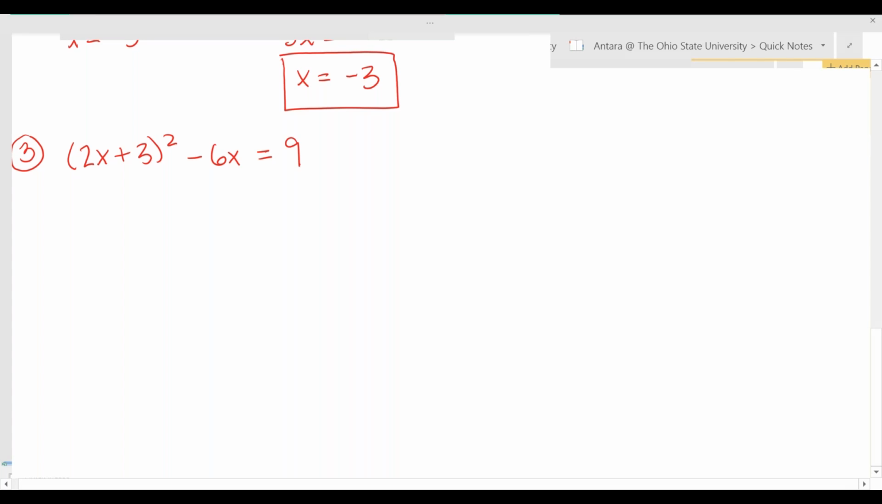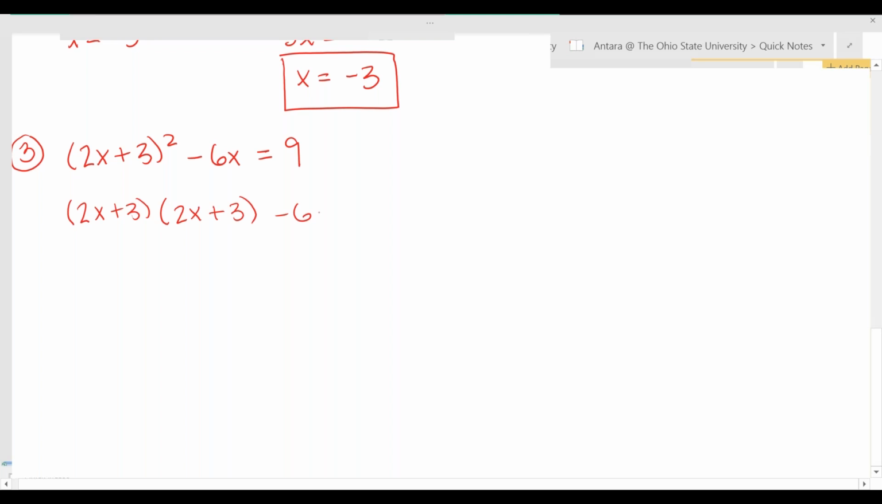So this is a little harder because you can't really start off with this. You can't really go straight into factoring it out because you have -6x, but you also have this quantity of 2x plus 3 that's squared. So if we want to isolate x, we're actually going to have to expand this expression. Basically, we're going to have to FOIL out that 2x plus 3 squared.